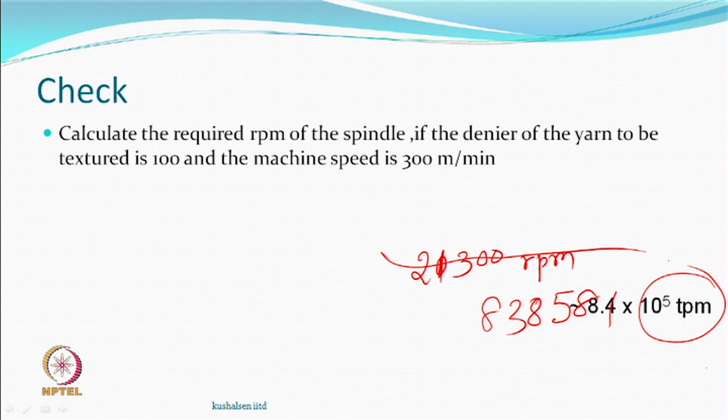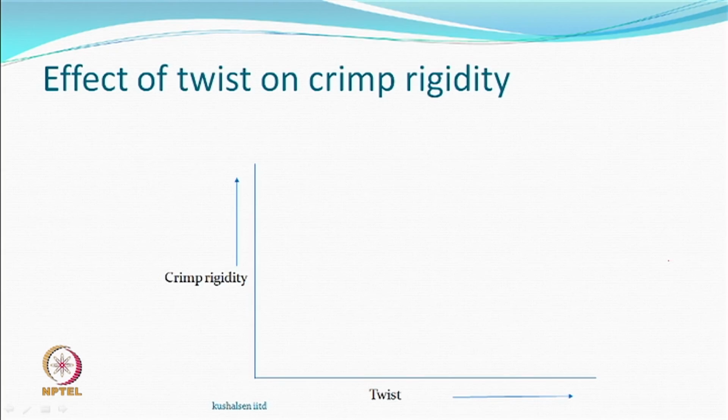Now, you change the speed of the machine to 600. So, it is not the time you are reducing, you are also wanting the spindle to rotate that fast. All right. So, what do you think would happen if we increase the twist in the yarn? We know what levels we are talking about. If we increase the twist in the yarn, let us say twist per meter, what will happen to the crimp rigidity? It will increase. We go back again, do some exercise.